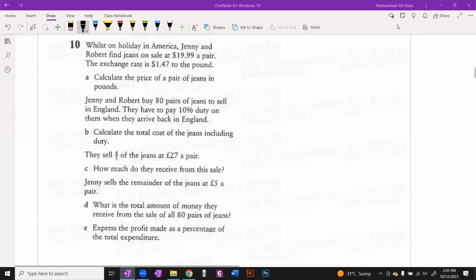Question number 10. बच्चों, जेनी एंड रॉबर्ट के बारे में बात हो रही है जनाब. They find jeans on sale at $19.99 a pair. The exchange rate is $1.47 equals £1. Calculate the price of the pair of jeans in pounds.